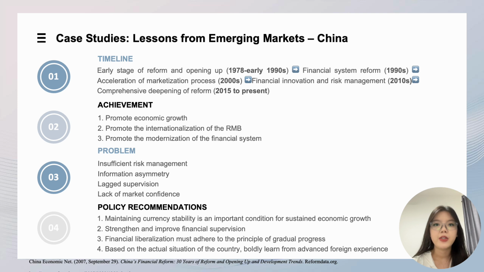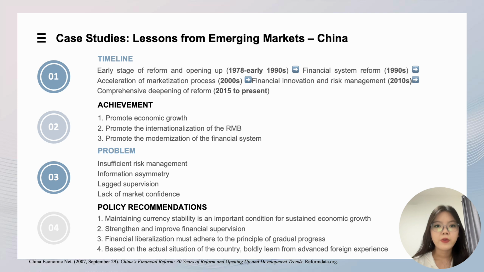The achievements of China's financial liberalization are reflected in the following aspects: promoting economic growth, improving the efficiency of resource allocation, attracting foreign investment inflows, and driving economic development. Promoting the internationalization of the RMB: the opening of financial markets has laid the foundation for the use of the RMB in international trade and enhanced its international currency status. Last but not least, modernizing the financial system: financial liberalization has promoted the development of financial technology and internet finance and improved market efficiency.